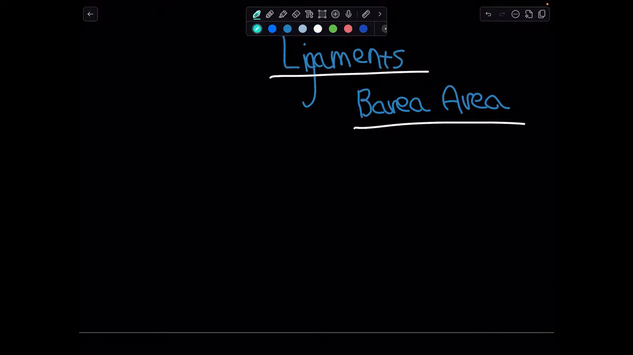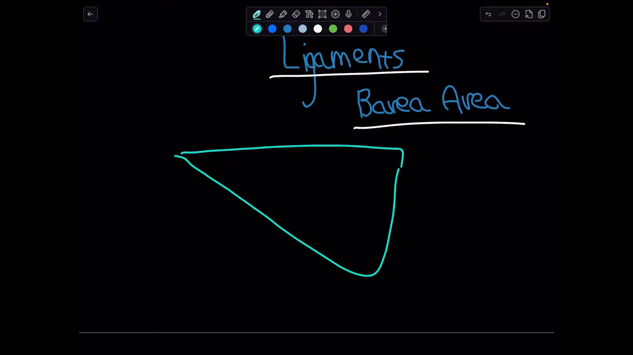Tell me one more time. The bare area is on the top back side of the liver. It's where the liver touches the diaphragm directly. Think of it as a small patch with no protective covering. The coronary ligaments form the borders.